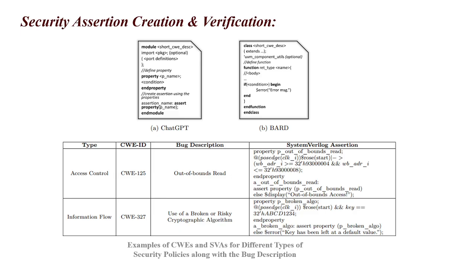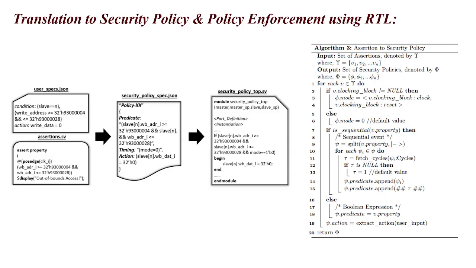For CWE 327, which relates to insecure cryptographic key usage, the assertion ensures that a hard coded or default key is never used during operation. Now, next, we'll see about the translation to security policy and policy enforcement using RTL, and this is the final stage of the proposed framework.